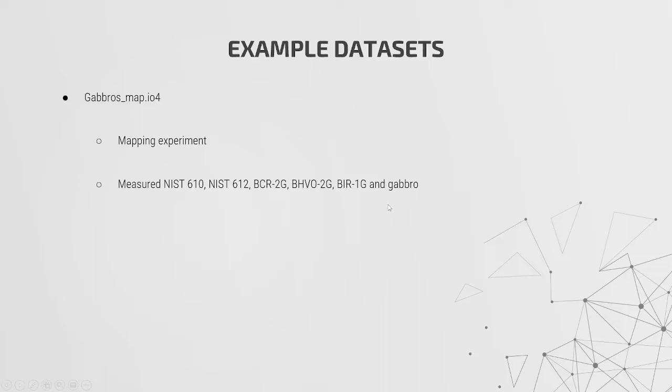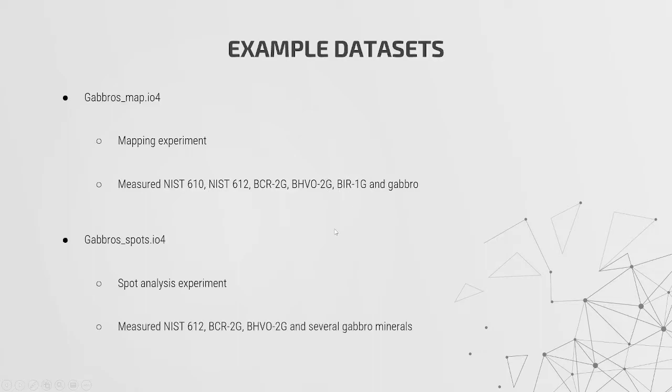lines. We won't actually be using the Gabbro scan lines in this example because we're trying to demonstrate the improvements in accuracy, and we can't do that with unknowns. We need to look at something where we know what the values should be, and for that we're going to be using BIR1G as our check.